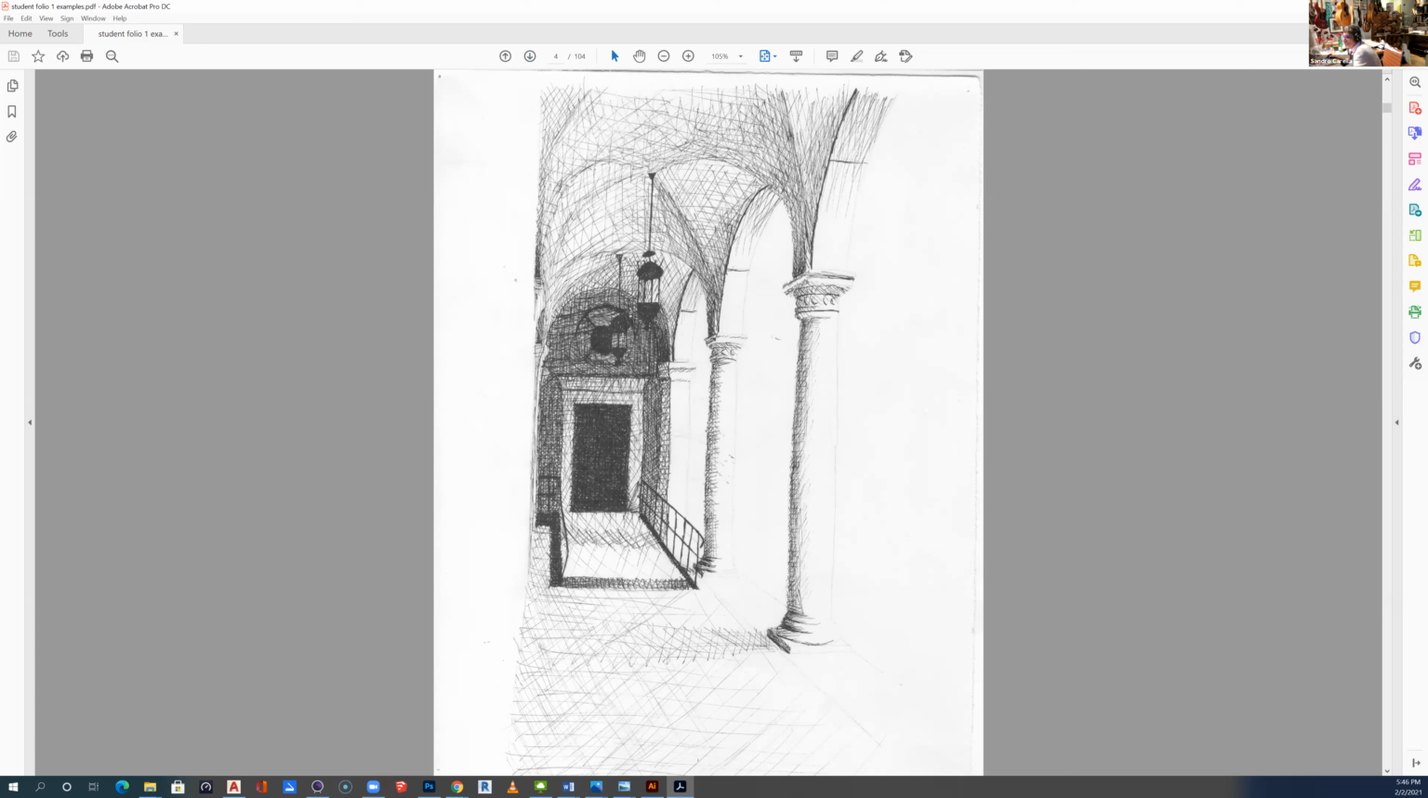Let me make sure before I do anything else that I transfer these to Blackboard so that you have them there.